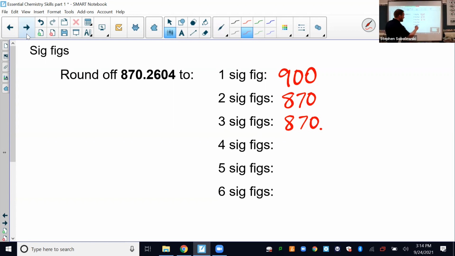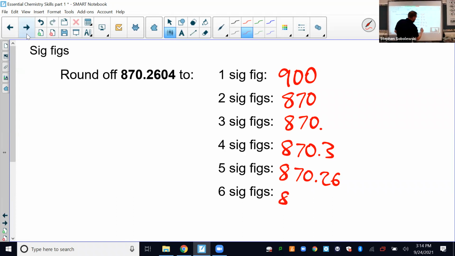870.3 is what we're going to say here, 870.3 because the 6 makes the 2 round up. 5 sig figs. 870.2, and now I ask, is the 6 staying or raising up? It's staying. 870.26. Finally, 6 sig figs. The 4 at the end means the 0 stays. It's going to be 870.260.